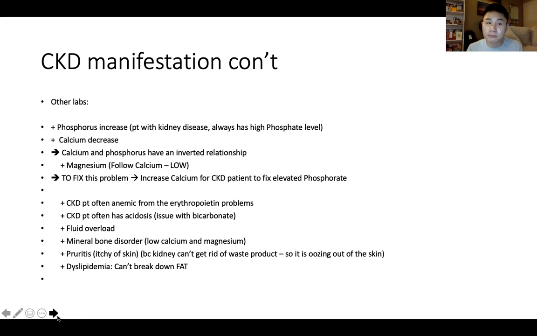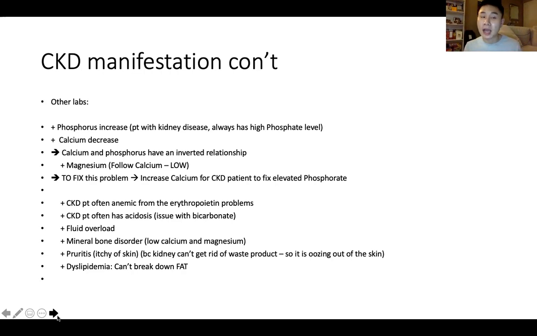So other labs that are manifested in CKD include phosphorus. So the phosphorus level will also increase. Patients with kidney disease will always have a high phosphate level. However, the one that will be decreased is the calcium. Okay, so like I said in a very early slide, a bad kidney will cause a decrease in the uptake of the calcium. Therefore, the calcium level will also decrease. We also know that calcium and phosphorus have an inverse relationship. An inverse relationship means that it's completely opposite.